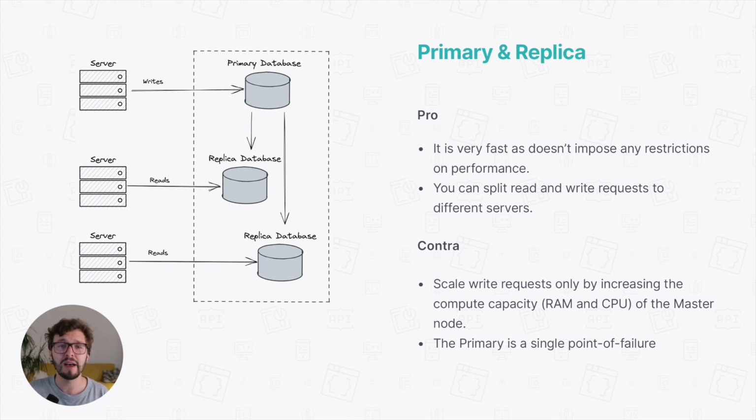And at the same time, your primary is also a single point of failure. So if this one goes down, you need to promote one of your replicas to be the new primary. And that is not an easy task for sure, I can tell you. But more on that later in a different video on databases. This is all for the primary replica pattern for now.